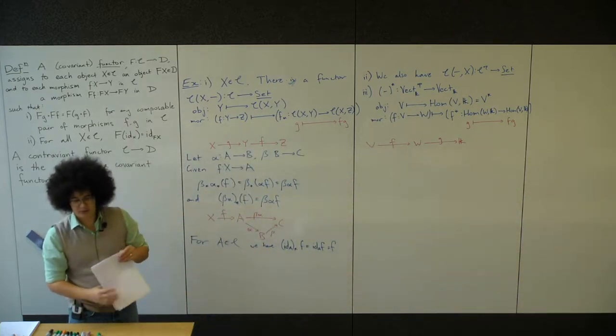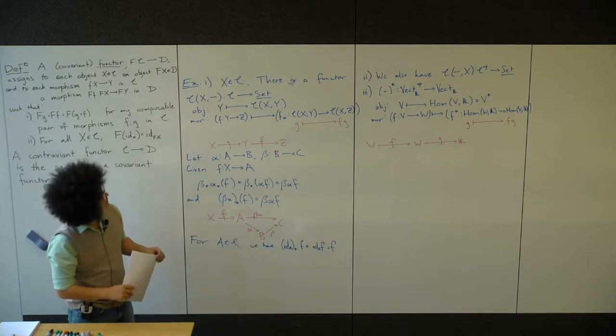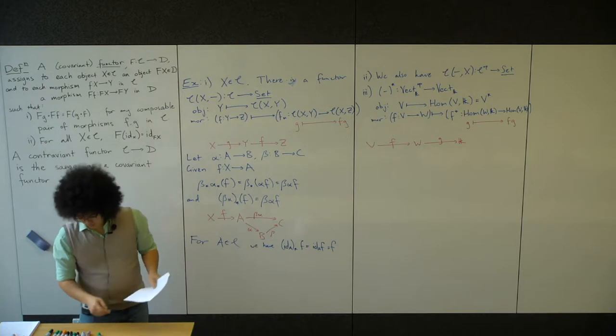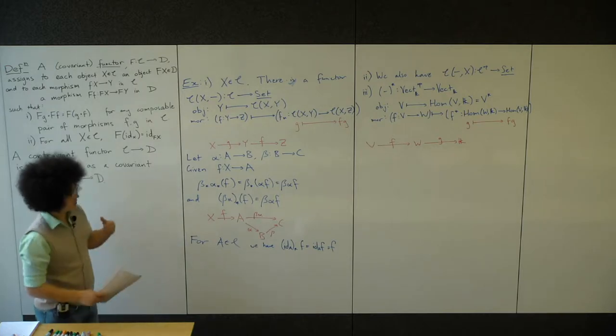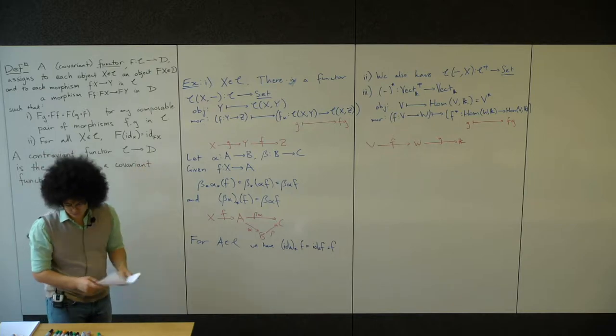Yes? Is the convention for the star on the top pivots reversing order? Yes. Yeah. So lower star means preserving, is covariant, and upper star is contravariant.